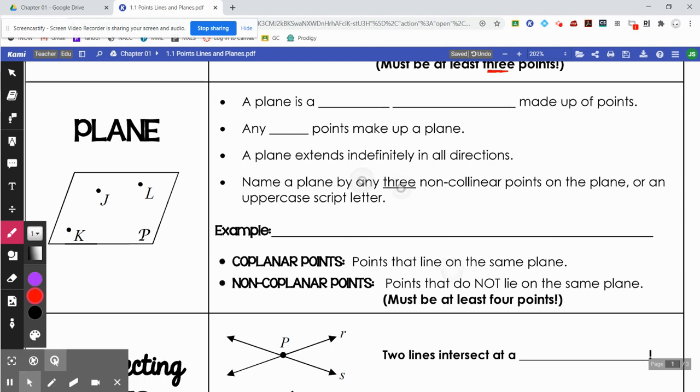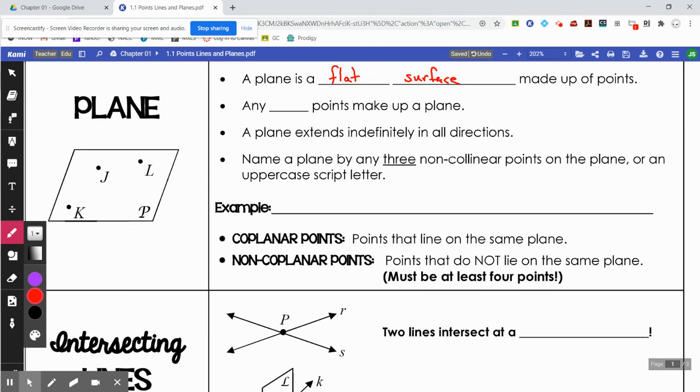A plane is simply a flat surface. And this flat surface is made up of tons and tons of points. Any 3 points will define a plane. Now this is very important, those 3 points must be non-collinear. So any 3 points define a plane. A plane extends indefinitely in all directions. So it goes forever in this direction, forever in this direction, in every direction.